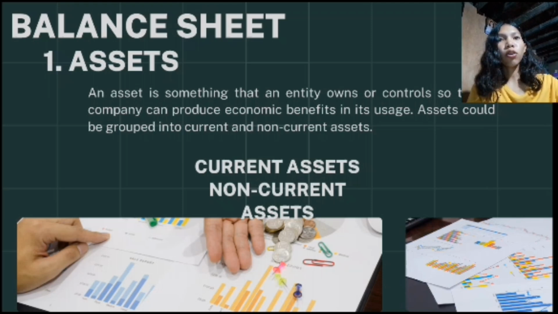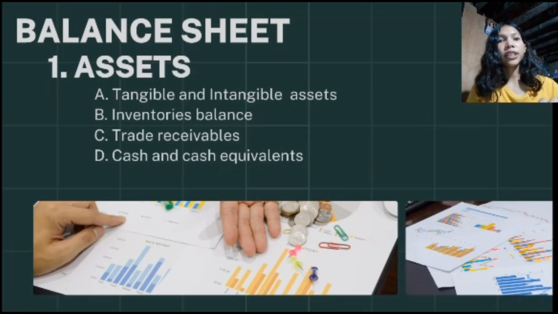So assets are also categorized in the balance sheet on the following basis. So first is the tangible and intangible assets. So these include property, plant, and equipment, while intangible assets are those without physical substance like goodwill. Next is inventories balance. So this includes goods that are held for sale in the ordinary course of the business, such as raw materials, finished goods, and works in progress.